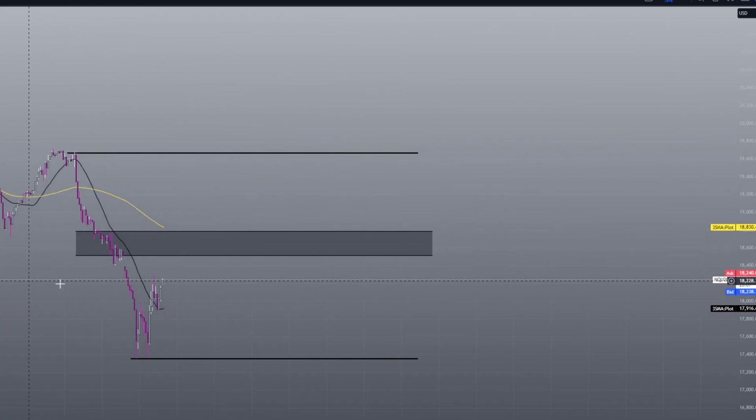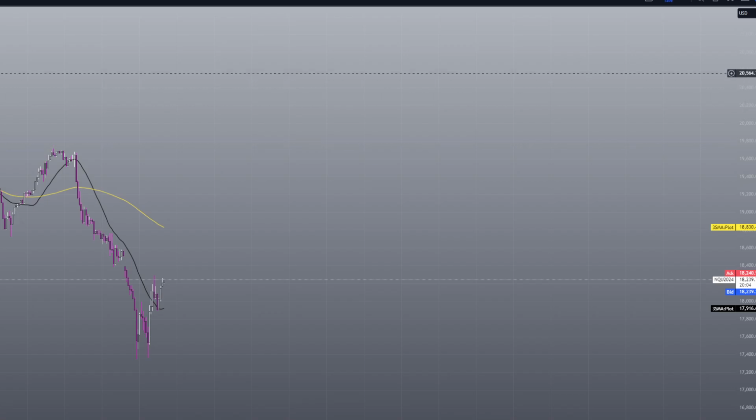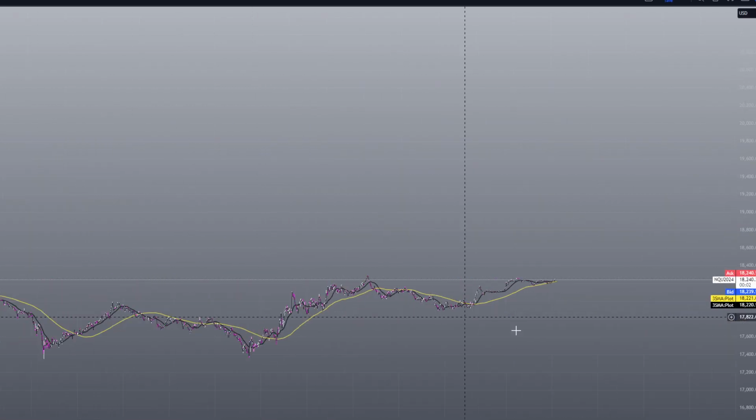So we didn't come to take out the low, and we haven't come to take out the high. So main magnet: 50%. So get rid of this, and go back to our smaller time frame, because that's all we really need. One minute.